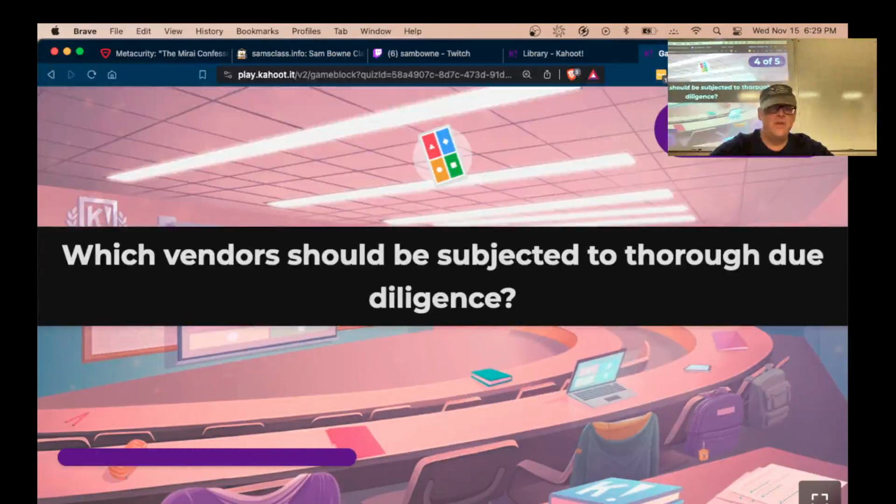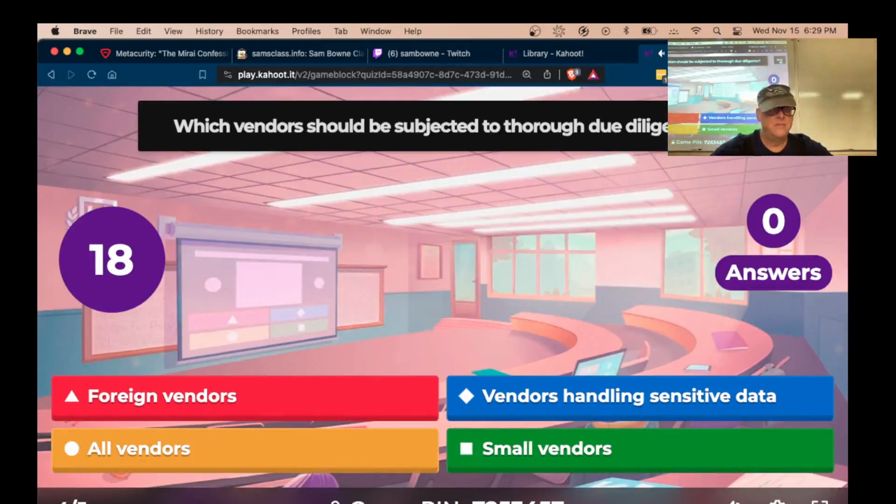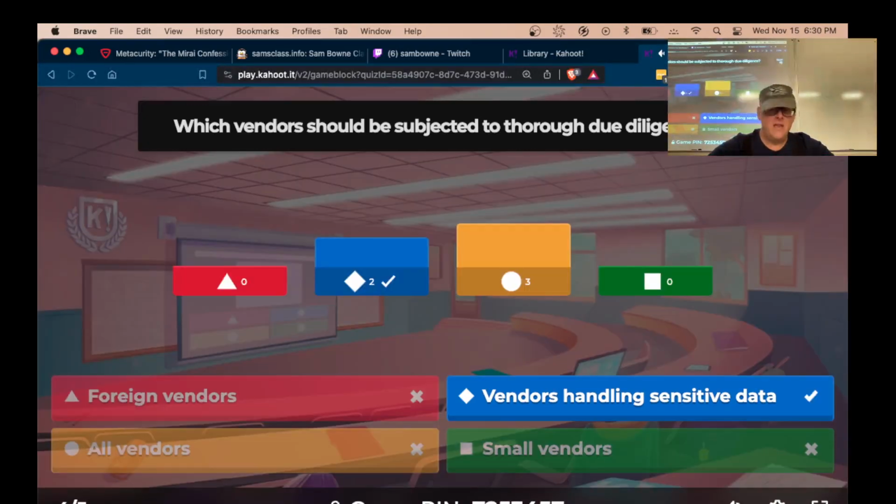All right, so which vendors should be subjected to thorough due diligence? Yeah, the ones handling sensitive data are the ones that require a greater degree of due diligence. You don't necessarily have to do it to all vendors. There may be vendors where there's no significant risk because the service they're providing does not represent a significant risk to your company.